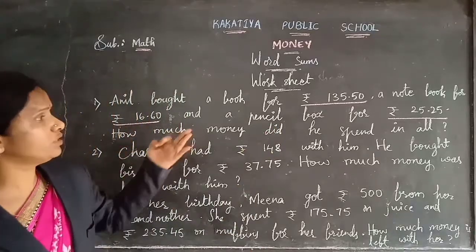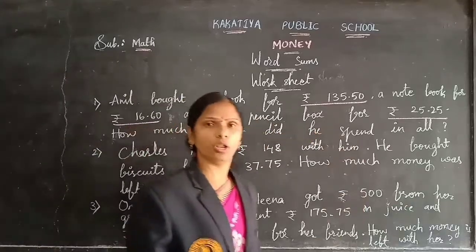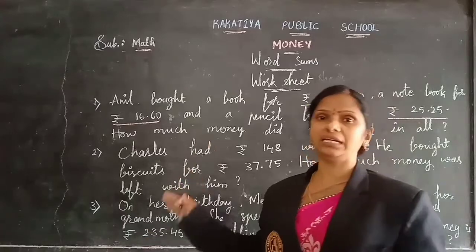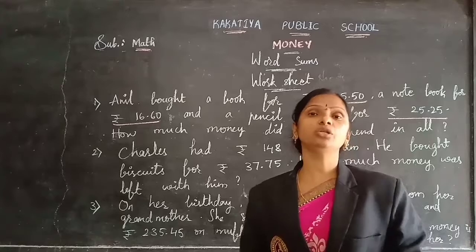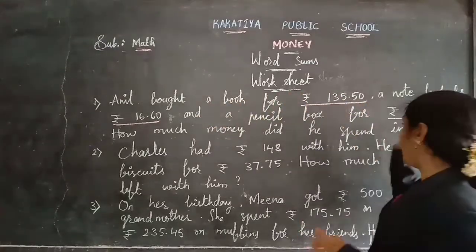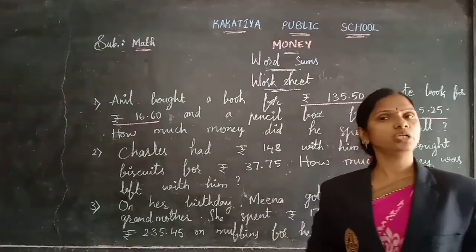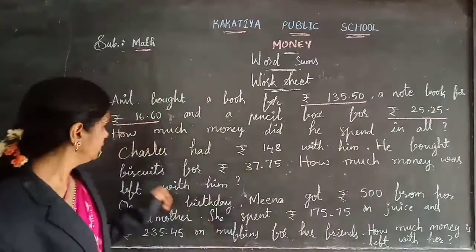So what we need to do with these amounts here? How much money did he spend in all? Means totally how much money he spent on these 3 items, you need to find the total amount. Nothing but you need to do the addition. Means you have to add these 3 amounts, children. So you will get the total amount. Means first problem, you need to do the addition. Okay.